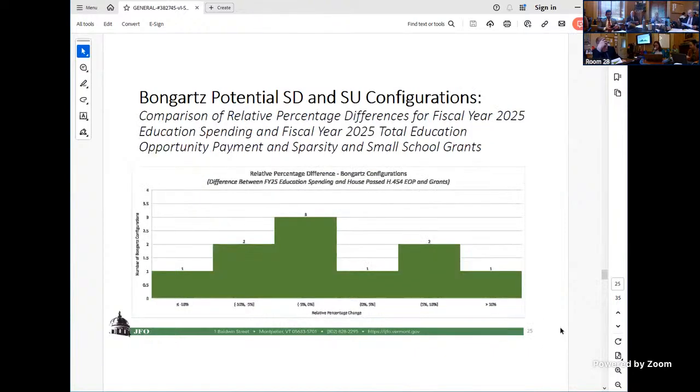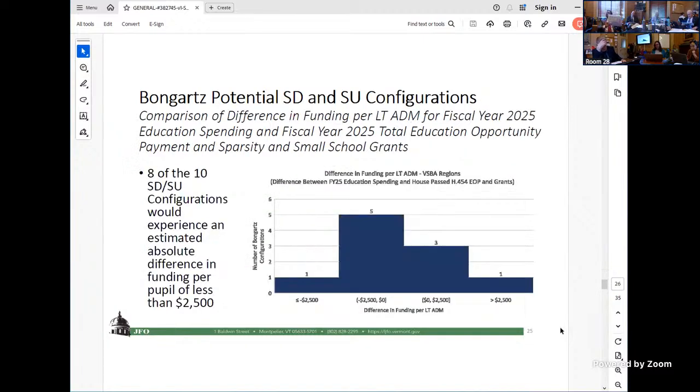So this is the histogram for that relative percentage change with the Baumgart configurations. Again, this is House-passed H.454. This is the same data that we just saw in the table, now in a graph. And again, this is looking at that swing, how much school districts would be hovering around that 0, give or take. Here we see 8 of the 10 configurations would not experience a change in funding, either up or down, greater than 20%.